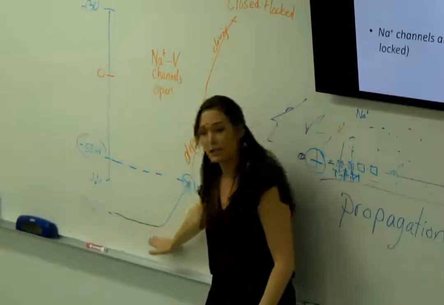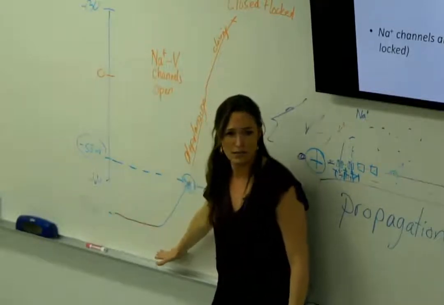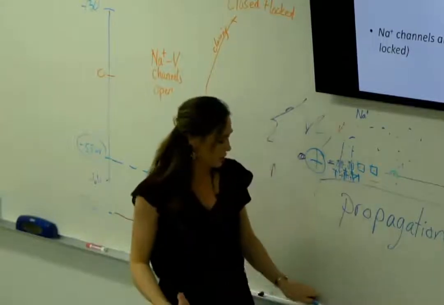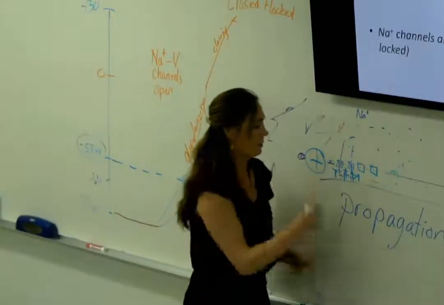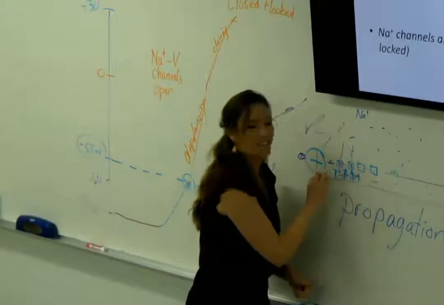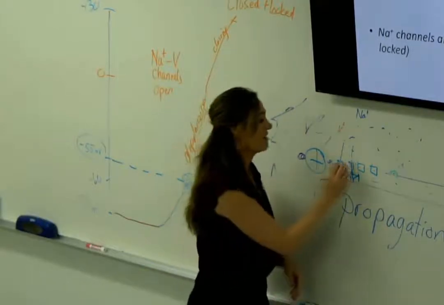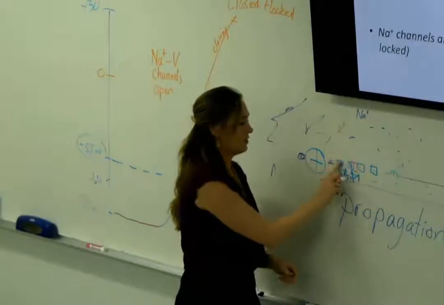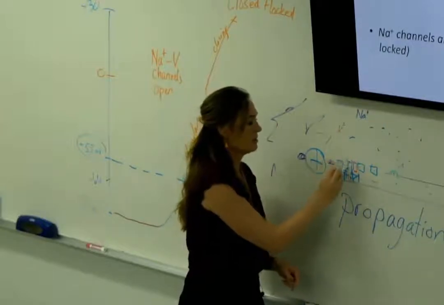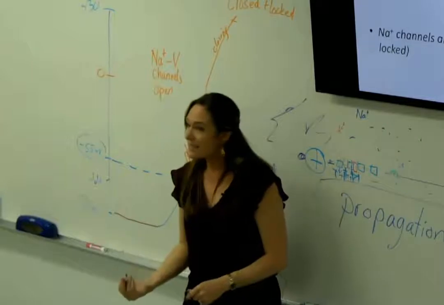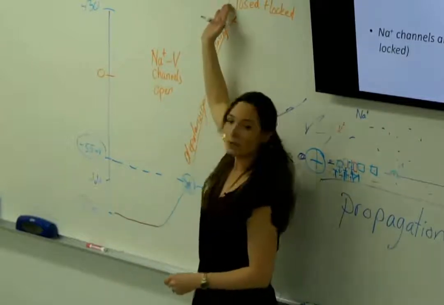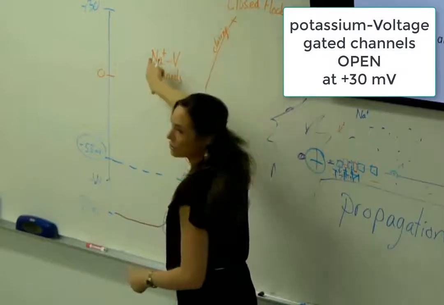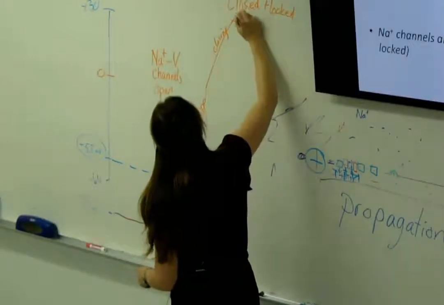The cell says, I'm really comfortable at minus 70. How do I get back down there? What do I need to do to get back down there? What do we have a lot of inside? Perfect. We have a lot of potassium. So we've shut down, we're at plus 30. We've closed our sodium channels, so at plus 30 we're going to say sodium channels are closed and locked, but we're going to say potassium channels are open.